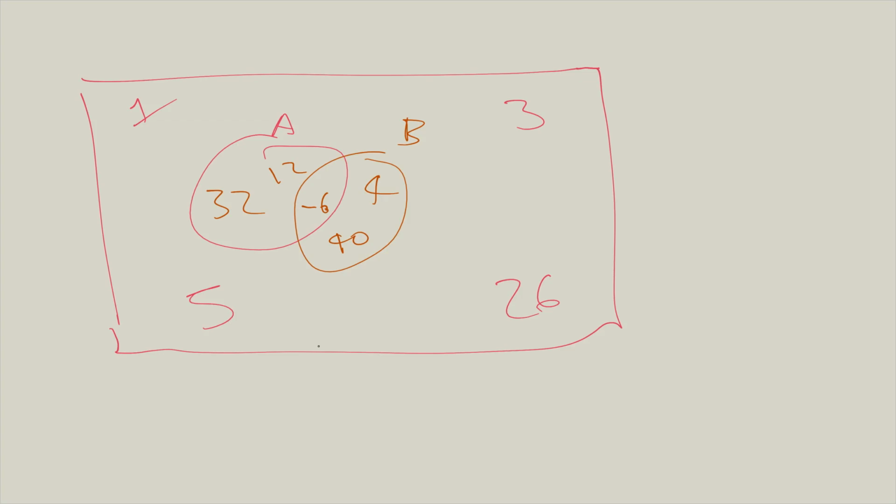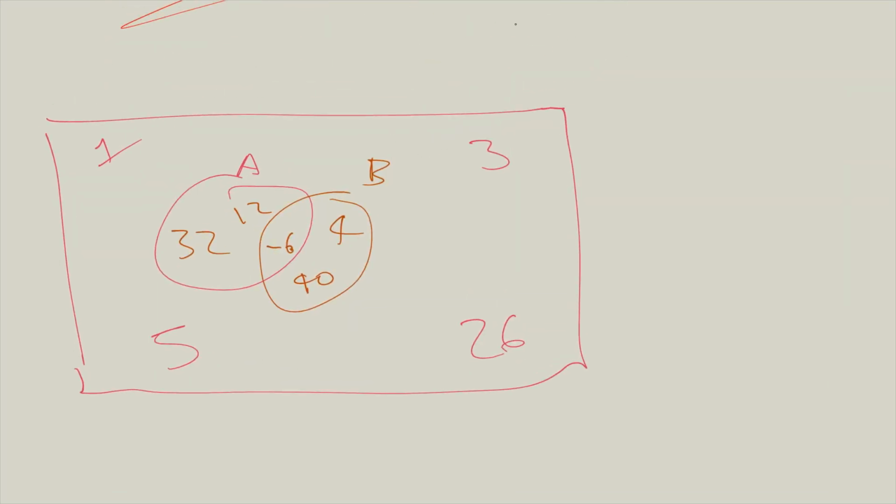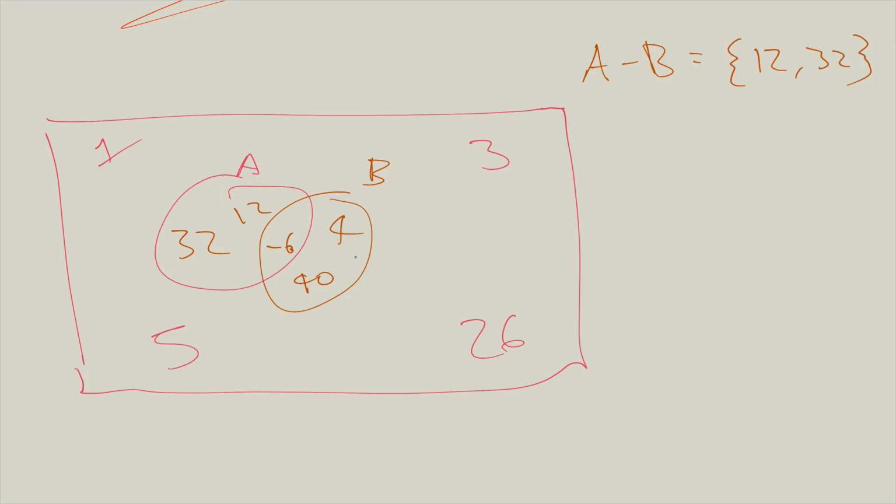The space in some ways is a lot like a set, but we're not really talking about the space that much. If I said A minus B, what would you tell me? A minus B would be a set of 12 and 32, because it would be A minus B, which includes the -6.